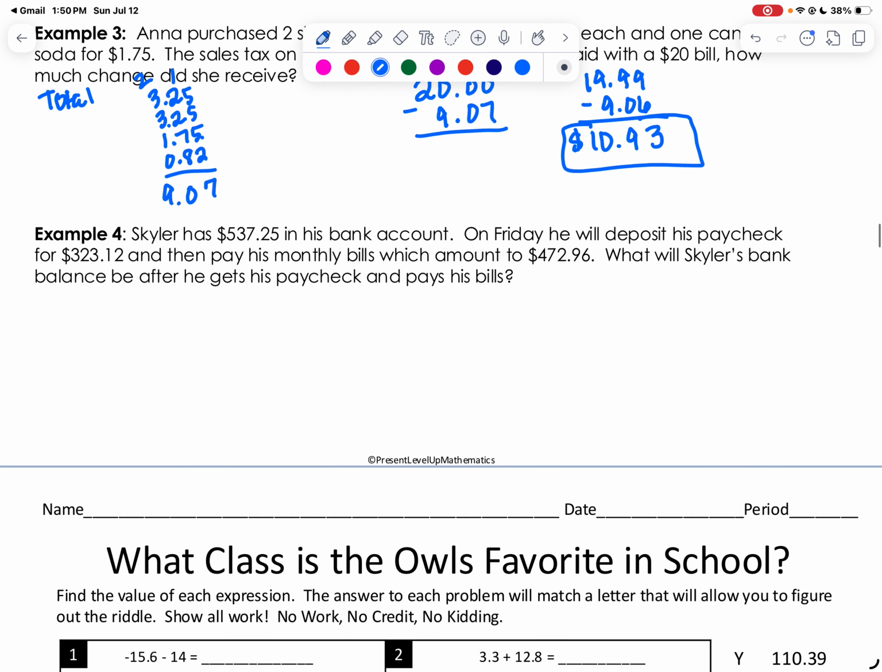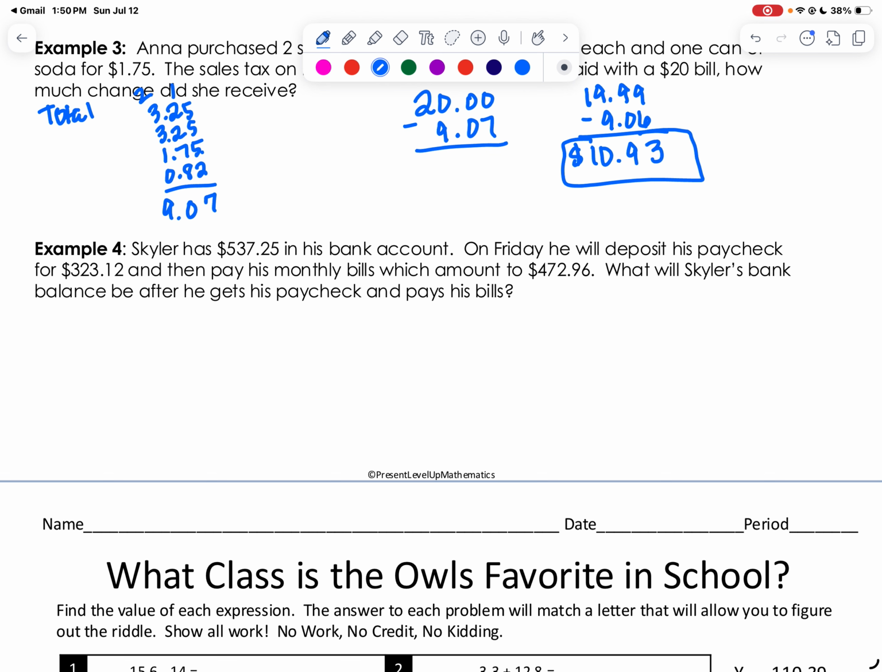Example 4. Skylar has $537.25 in his bank account. On Friday, he will deposit his paycheck for $323.12. Then he will pay his monthly bills, which amount to $472.96. What will Skylar's bank balance be after he gets his paycheck and pays his bills?